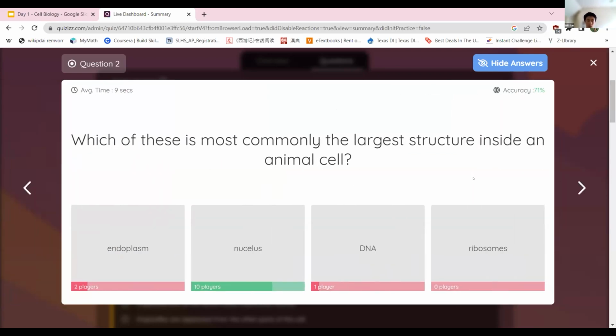Okay, next one. The largest structure inside of an animal cell is usually the nucleus. In some cases, it may be different organelles, but it's usually the nucleus. The DNA is a very large structure, technically speaking, but the nucleus contains all of the DNA. So logically, the nucleus would have to be larger. And when I refer to the DNA as being large, I mean that it's a very long molecule. It's very thin, but very long. But the nucleus physically is probably larger.